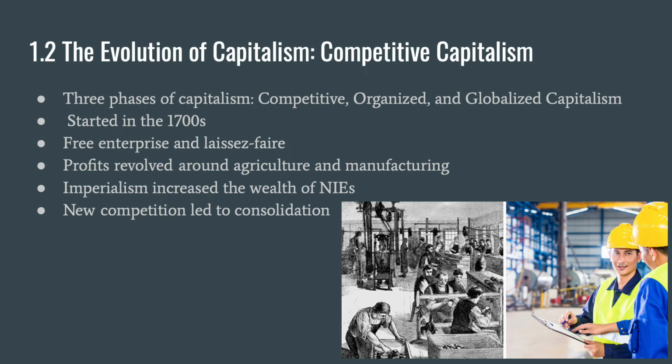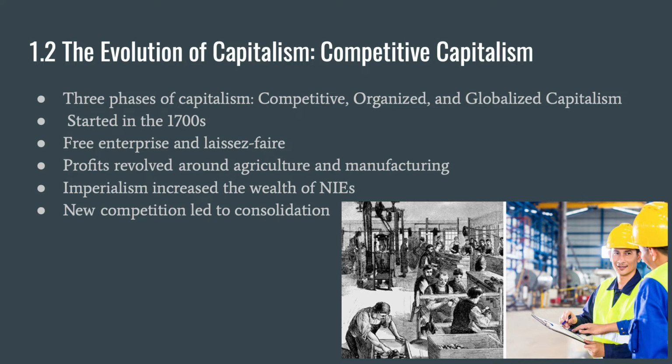One of the most significant impacts on the world's economic scene was the development of the capitalistic system of economic organizations. There are 3 phases of capitalism: competitive, organized, and globalized capitalism. The first phase, competitive capitalism, started in the late 1700s in the United Kingdom and continued through the 19th century, extending through northwestern Europe and North America. In this phase, free enterprise and laissez-faire hit its prime economic development.